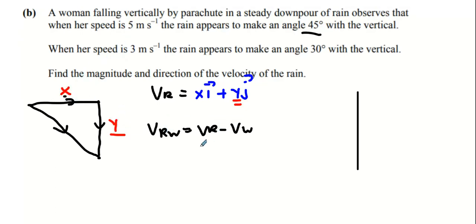Okay, we once again engage with the same one. Velocity of the rain relative to the woman is the velocity of the rain minus the velocity of the woman.